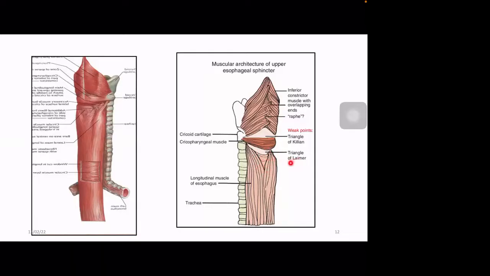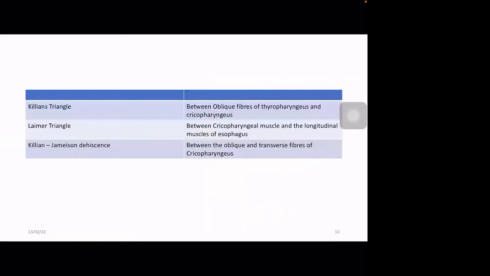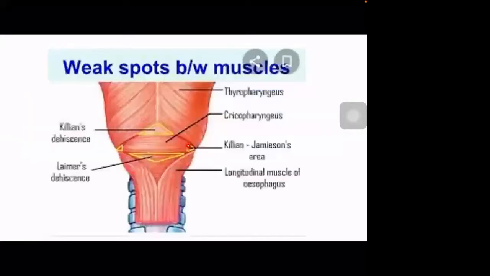is the triangle of Laimer. Okay, so what is Killian's triangle? You know what is Laimer's triangle? I've explained. And there is another called Killian-Jamieson's dehiscence, which happens through another area, which is basically between the oblique and transverse fibers of cricopharyngeus. So if you want to see here, here is your Killian's triangle. Here is your Laimer's triangle, which you are all well aware of.